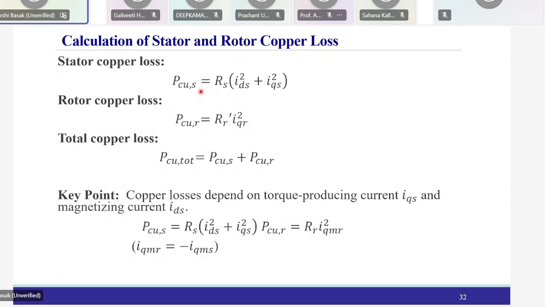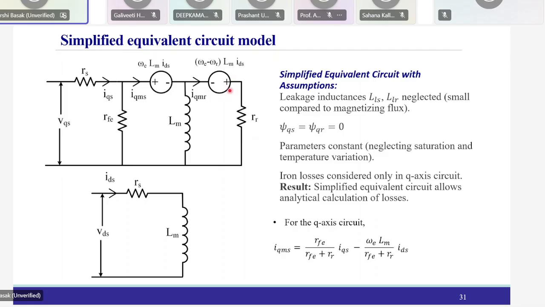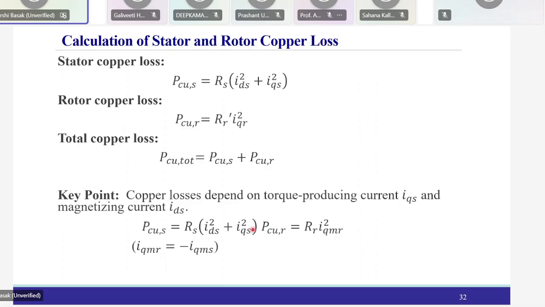You can go for the stator copper loss by finding IDS square plus IQS square. IDS is whatever IDS you are stating, and IQR, and the rotor copper loss is RS into IQR. Here IQR and IQMR will be the same, and that equals minus IQMS, because your IQR equals 0. So you can find IQMS, and then from IQMS you can find IQMR and IQR, and calculate the rotor copper loss.